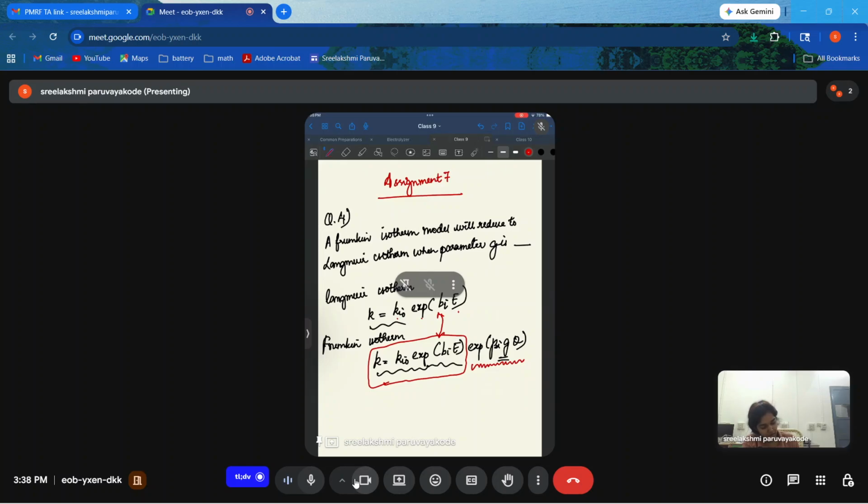So when will this term disappear? Exponential to what value will give 1 as the value? So g becomes 0, exponential of 0, theta into 0, this becomes equal to 1. So your g value should be equal to 0 only then will this reduce to the Langmuir isotherm, because g value is 0 and there's no interaction. So that's the condition. Okay.